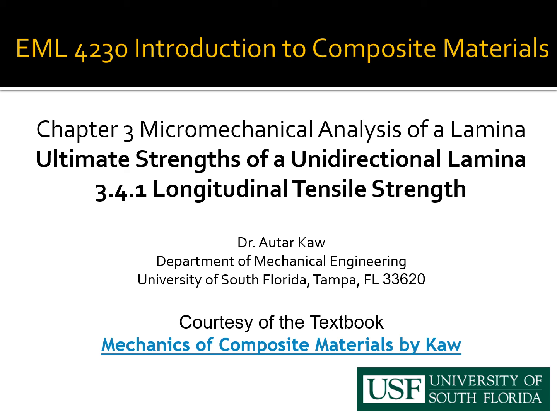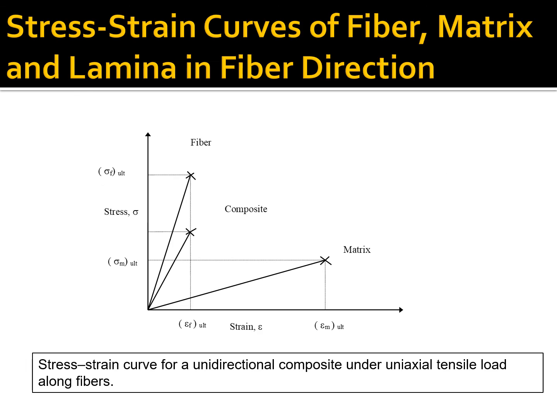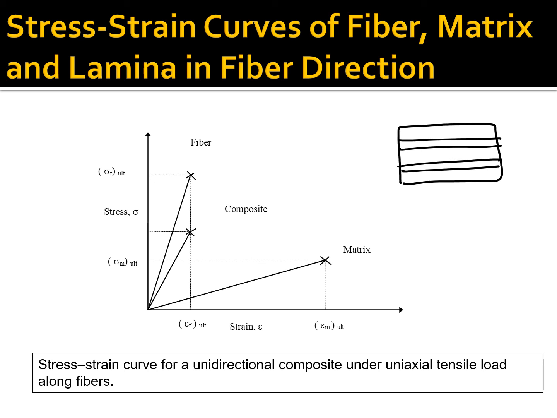We have five strength parameters which we need to find for a unidirectional lamina. Out of those, what we're going to discuss in this particular segment will be how to find the longitudinal tensile strength of a unidirectional lamina. If one looks at a typical unidirectional lamina, how we're going to conduct this experiment will be to apply some kind of a uniform displacement to the lamina in direction 1.